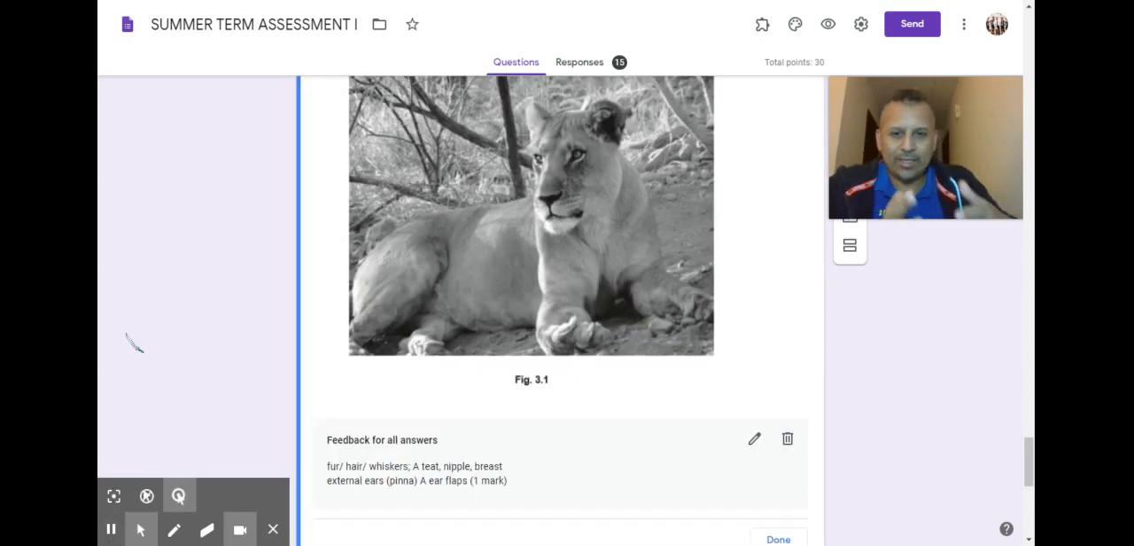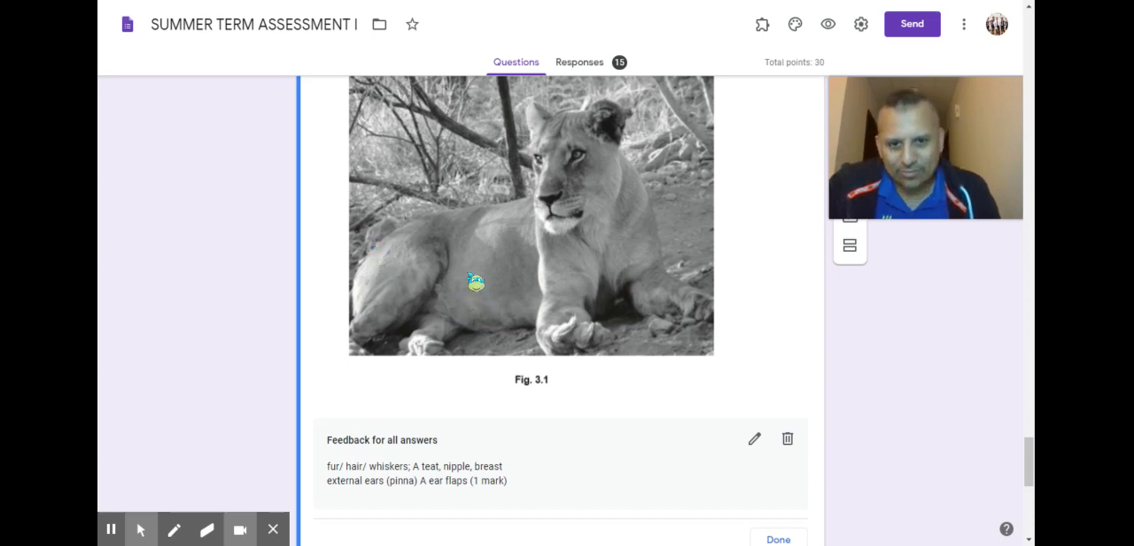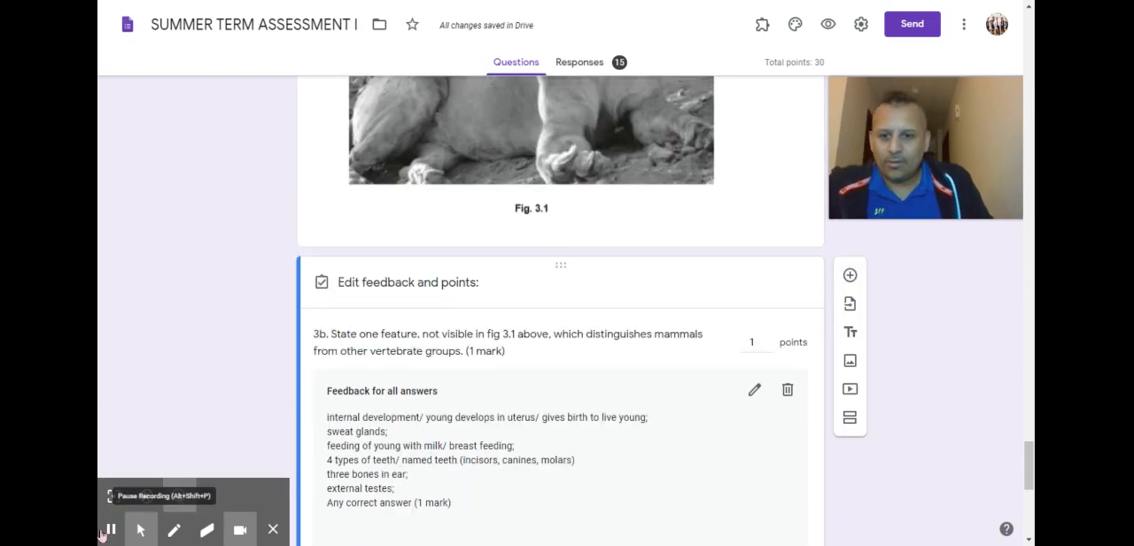Now you could say that the lioness does have teats or nipples or breasts for breastfeeding. That's absolutely fine. Interesting features also with mammals is that they have external ears. So they've got ears like this called pinna, and ear flaps. You can accept it. If you can't remember the word pinna, just say, oh, they've got flappy ears. Flappy ears will get you the mark, believe it or not.